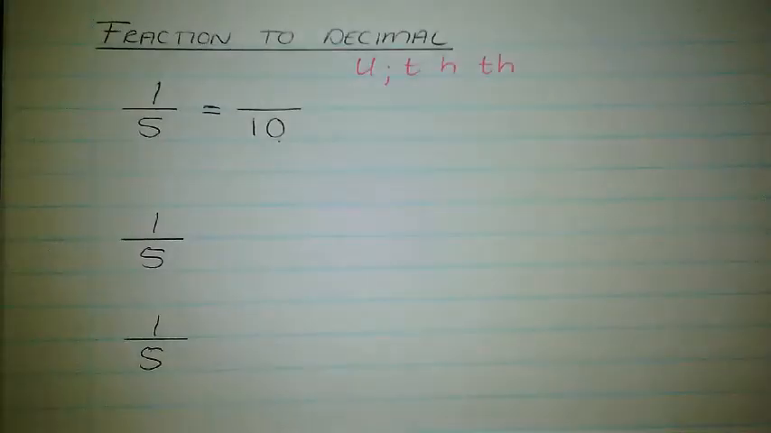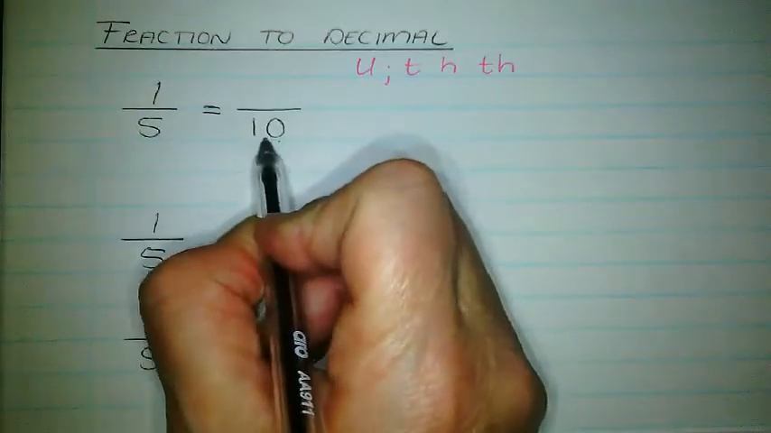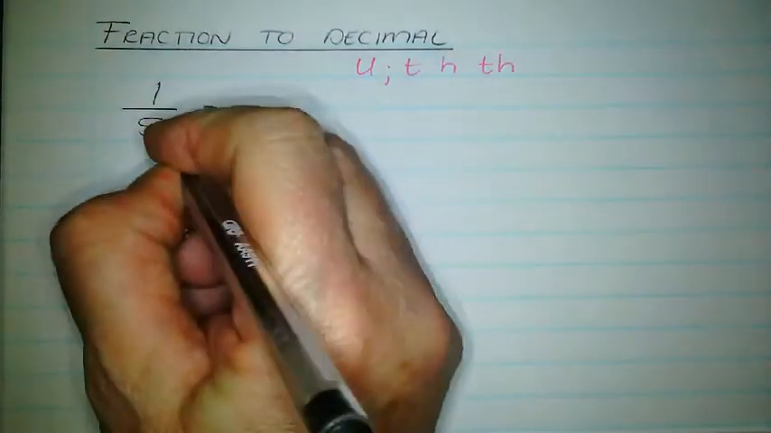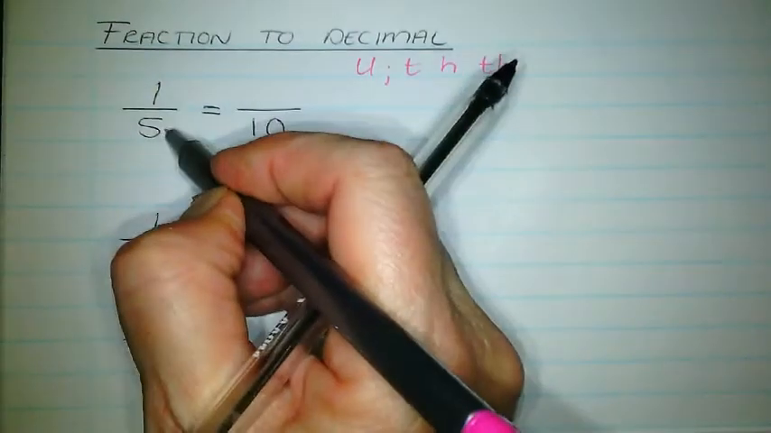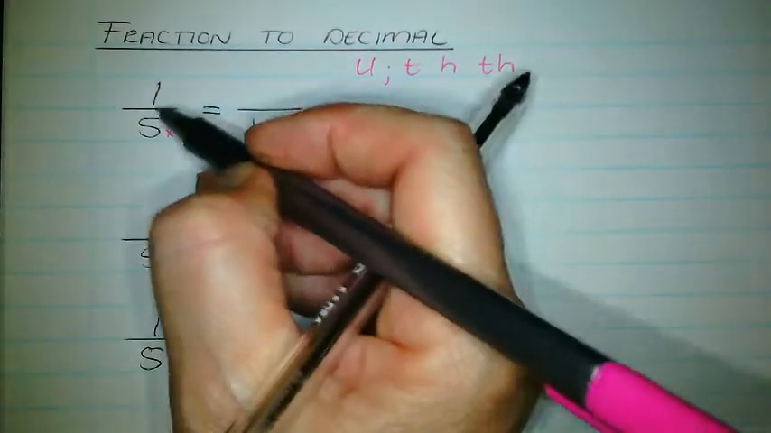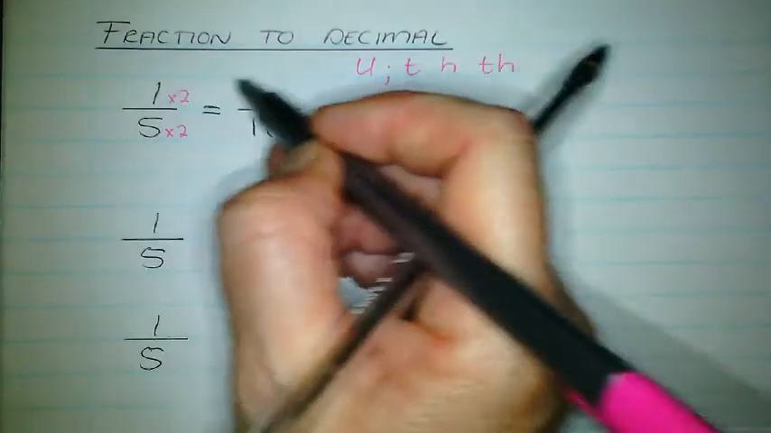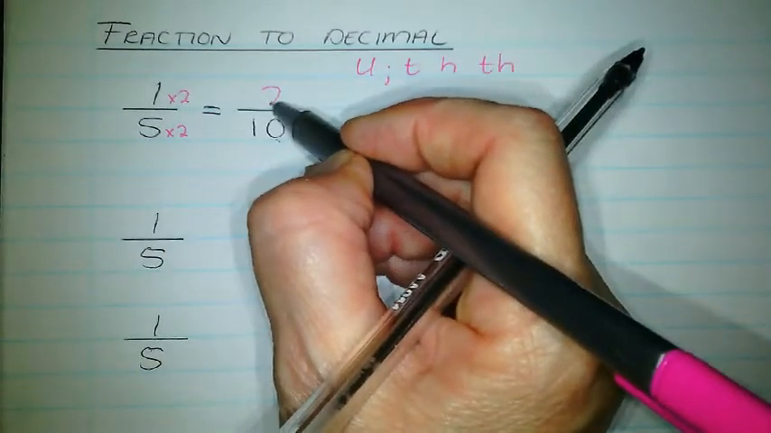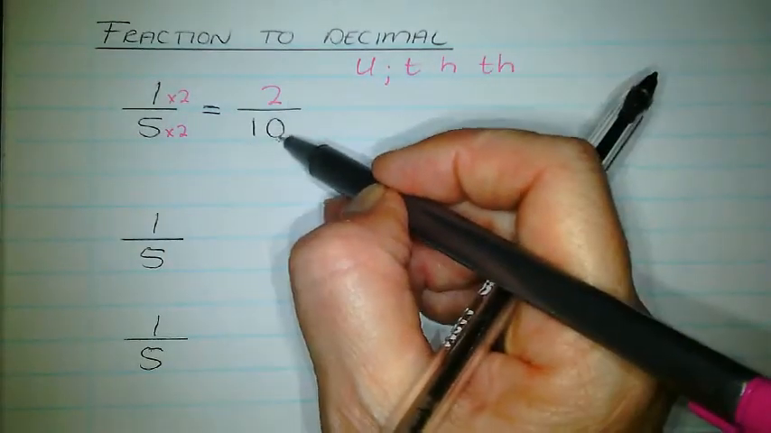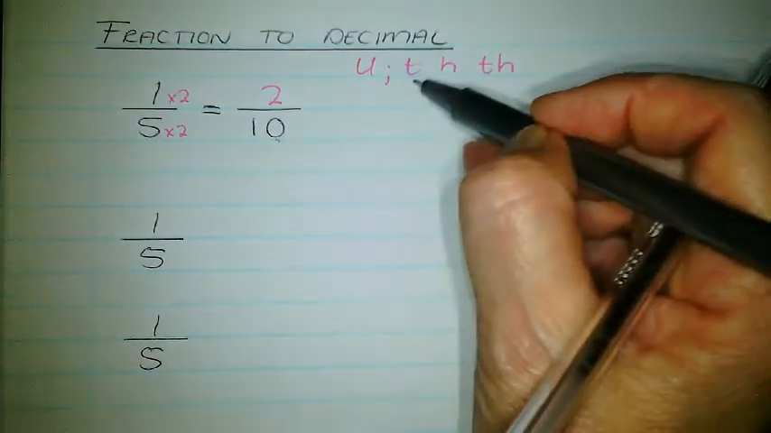Okay, then I'm going to change the first one to a tenth. So if I multiply there, the 5 times 2, I will get to 10. So what I do at the bottom, I do at the top. So 1 times 2 is going to be 2. My place value and my denominator must be in line with each other.